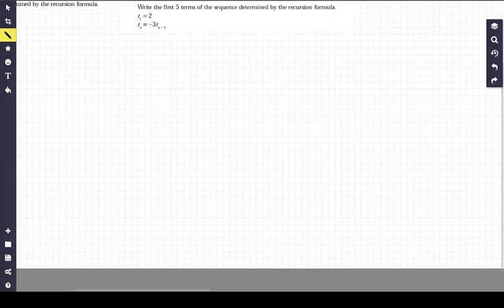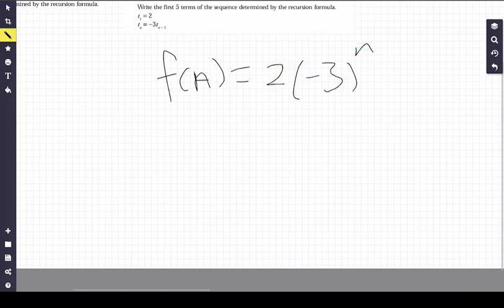And I also want you to go ahead and find the explicit formula for this, which in our case is pretty easy. So we will have Fn. Wow, what's going on here? Fn is equal to A times R to the n minus 1. So 2 is our A, and our R is -3, and n minus 1. And that is our explicit formula.